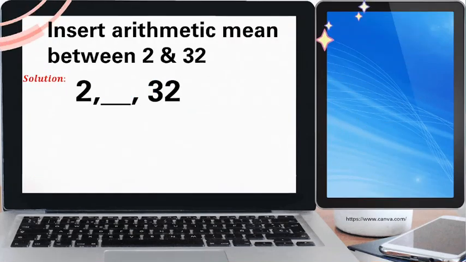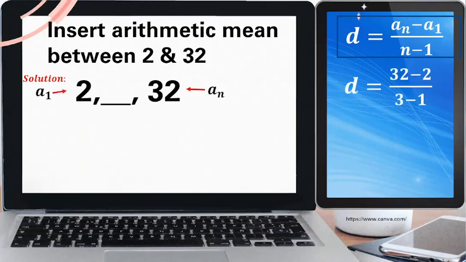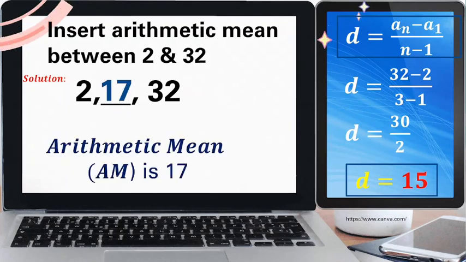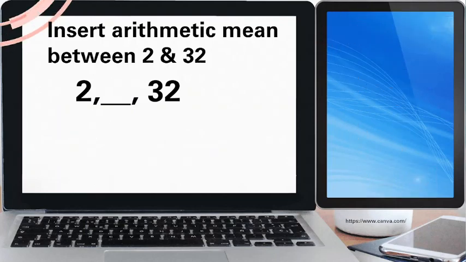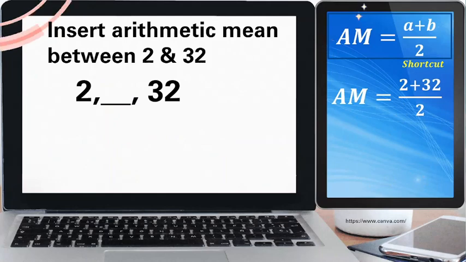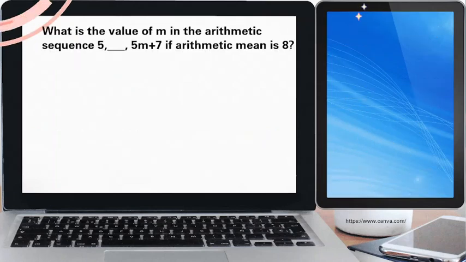Insert an arithmetic mean between 2 and 32. Using the same formula, the last term is a sub n, the first term is a sub 1, and then 32 minus 2 is 30. Number of terms is 3 minus 1 equals 2. So 30 divided by 2 is 15. Then add 15 to the first term, so the arithmetic mean is 17. Aside from this formula, we can use the average of the first and the last term. So hence, the average of 2 and 32 is 17.